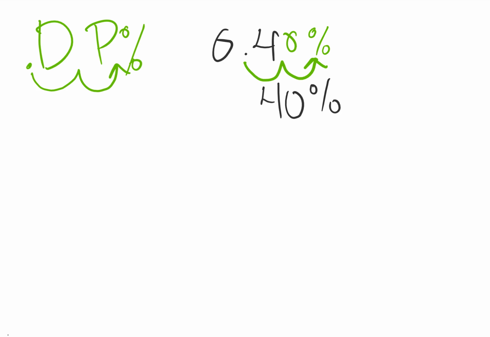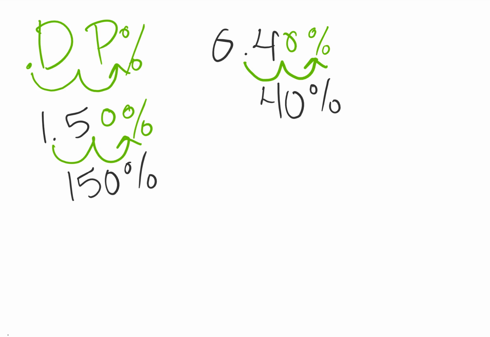Let's do another example, and let's say we have the decimal 1.5. So to convert this decimal to a percent, you do the same process. You start at the decimal and you move it 2 places to the right. You add your percent. But we need to add something to this empty spot, so we add a 0. So 1.5 becomes 150%.